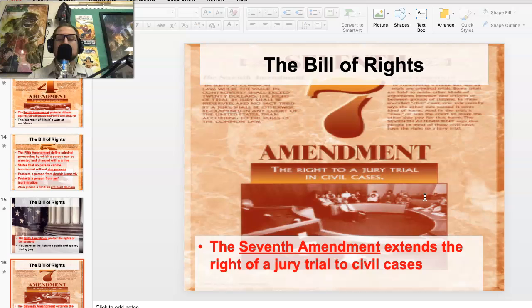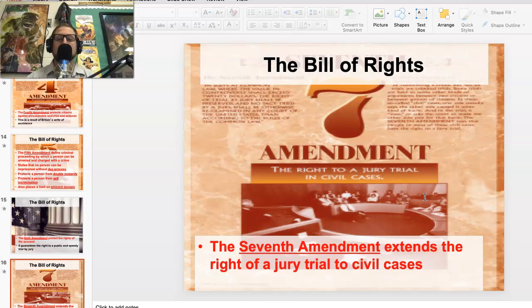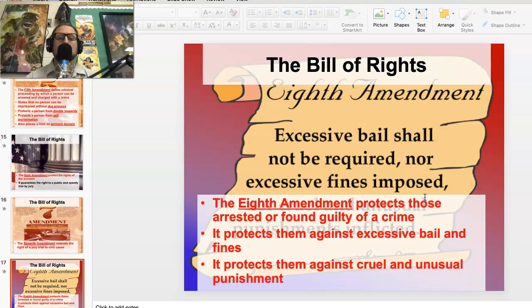The 7th extends that to a civil case. So let's talk about that. This is your right to a trial in criminal proceedings, things like grand theft auto or felony drug possession. The 7th is your right to a trial in civil disputes. Let's think about divorce. Let's think about traffic tickets. Let's think about custody battles. Those are civil cases, property disputes.